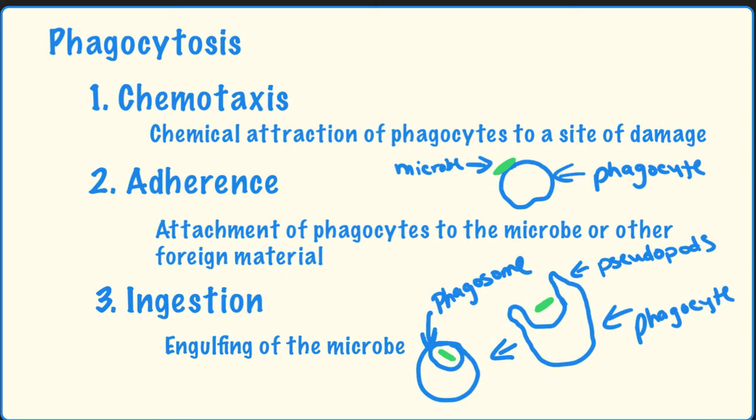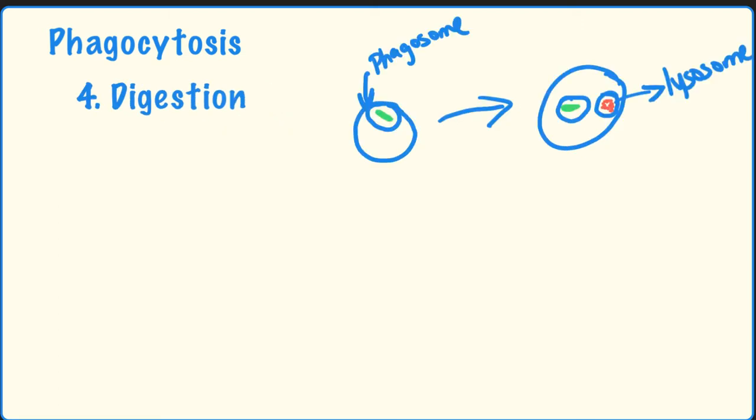And this is the fourth phase of phagocytosis, which is called digestion. So it brings that phagosome into itself, and it fuses with what is called a lysosome. Phagocytes actually have a lot of lysosomes within them.